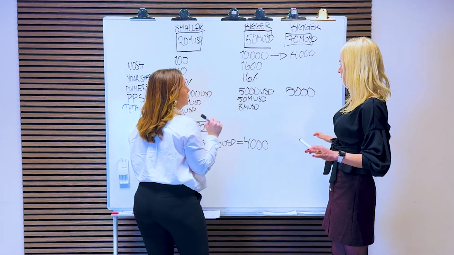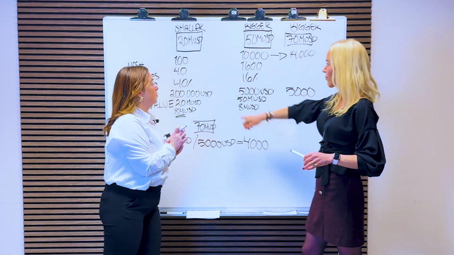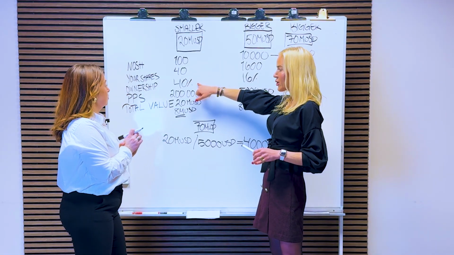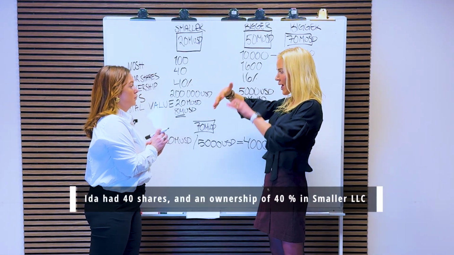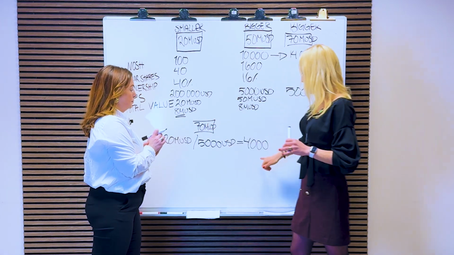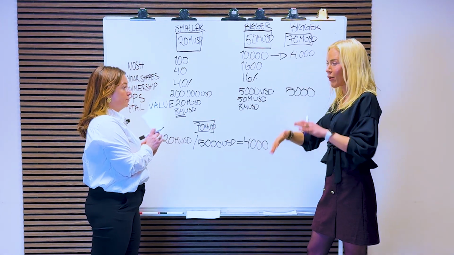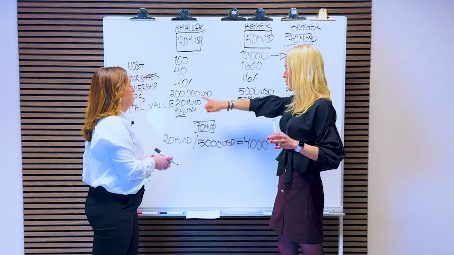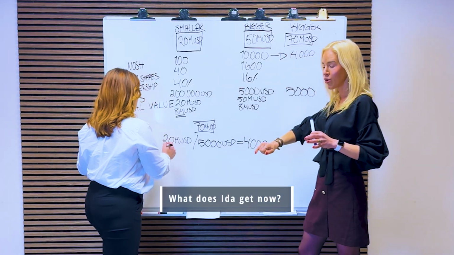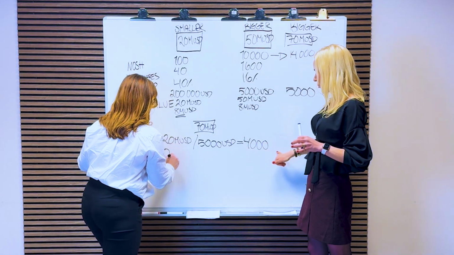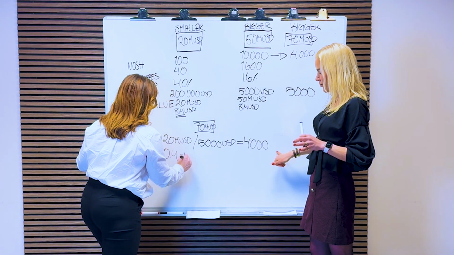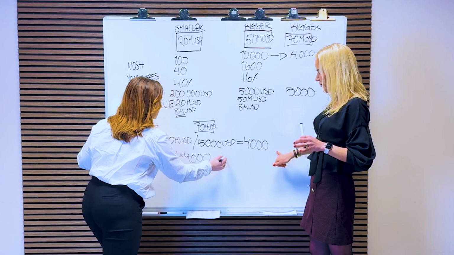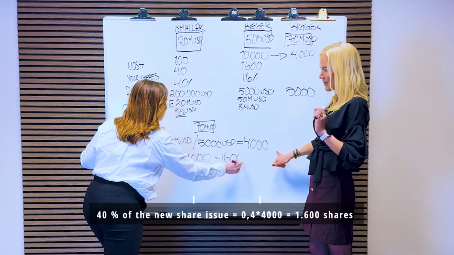Perfect. Now then, we want to know what happened to your 40 shares, right? Your ownership of 40. So you're entitled to, because the added part, 20 million, represented 4,000 shares. And of that added part, you're entitled to 40%, which means that we take 40%, 0.4, times 4,000, right? Yes. To get your part of it. And how many is that? That's 1,600.